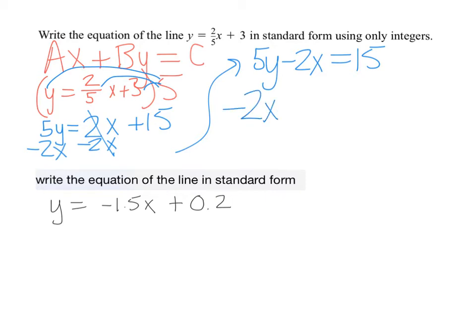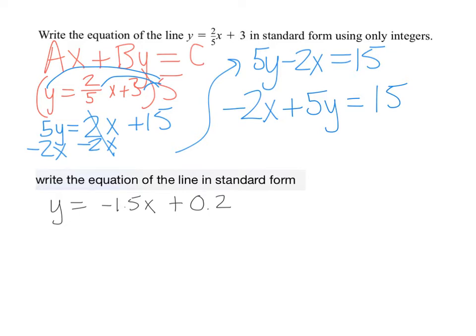And then my 5y is positive, so I'm going to put plus 5y equals 15. And now it is in standard form. The x and the y are on the left side, and I do not have any fractions or decimals.